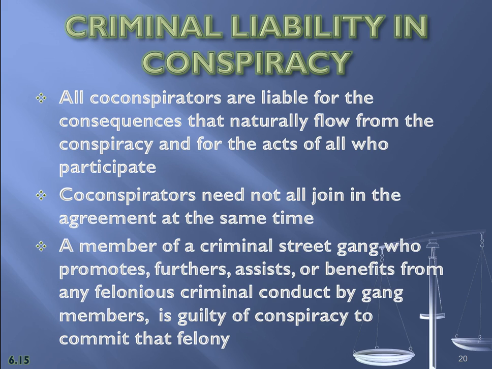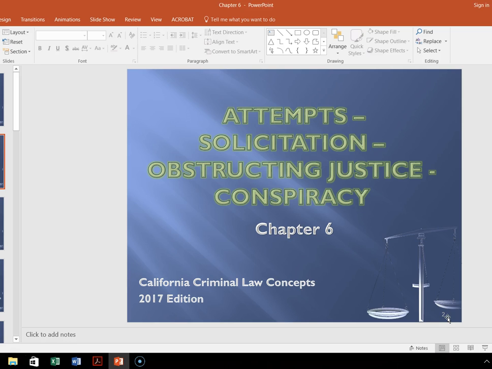And quickly, criminal liability and conspiracy. All conspirators are liable for the consequences that naturally flow from the conspiracy and for the acts of all who participate. Co-conspirators need not join in the agreement all at the same time, and a member of a criminal street gang who promotes, furthers, assists, or benefits from any felonious criminal conduct by a gang member is guilty of conspiracy to commit that felony.